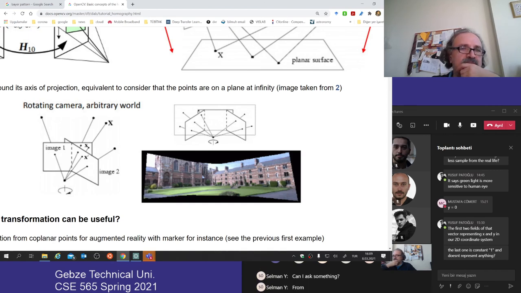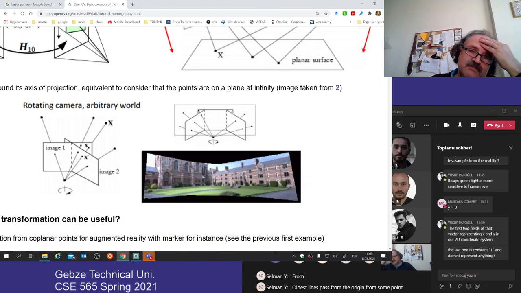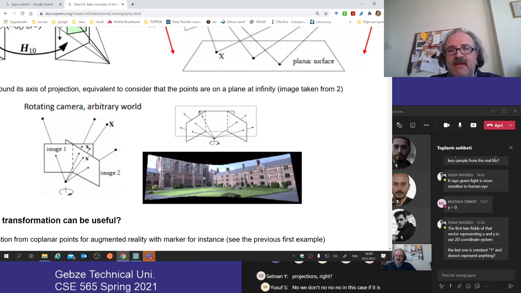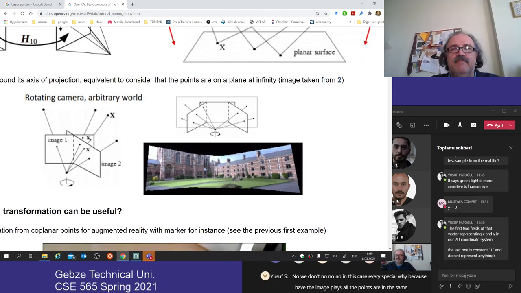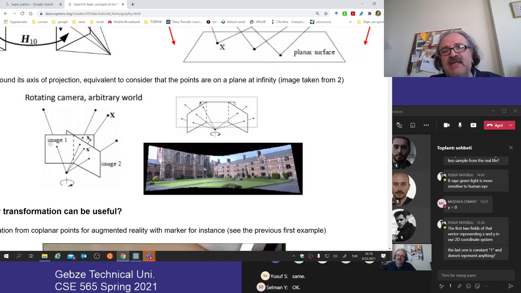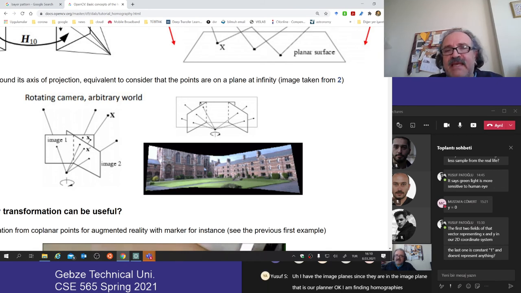All these lines pass through the origin, from some point. Actually, we don't have all the 3D space in our projections. Right? No, we don't. In this case, it's very special. Why? Because I have the image planes. All the points are in the image planes, so it is planar. I am finding homographies between two planes.